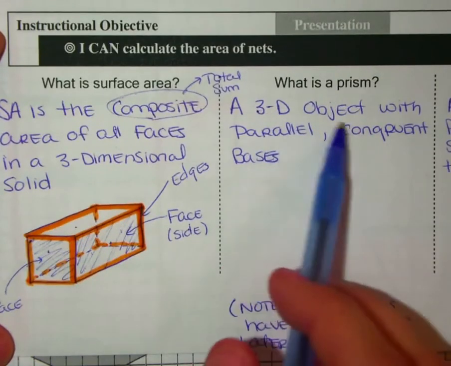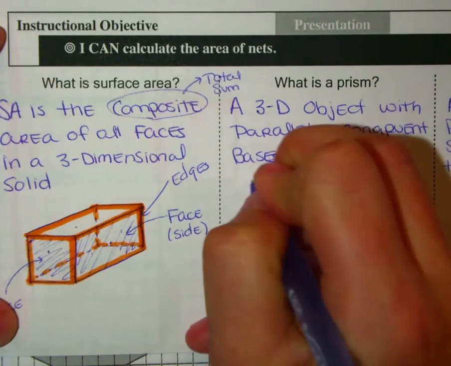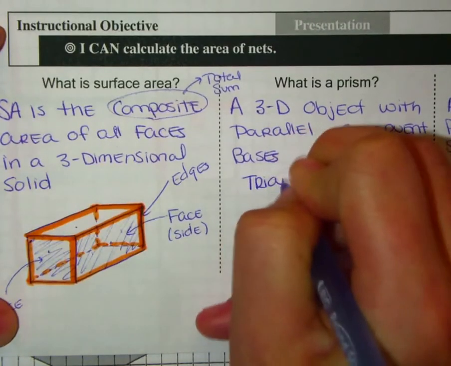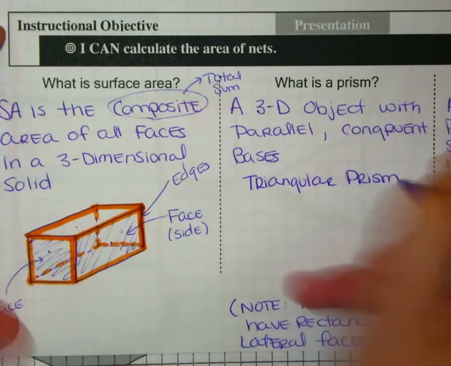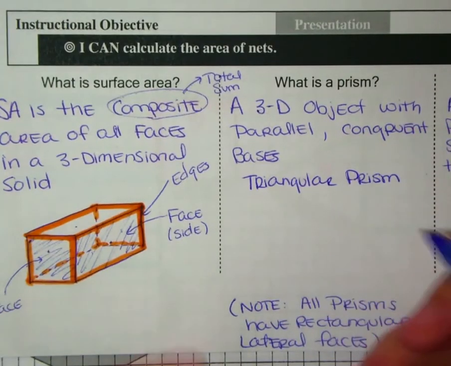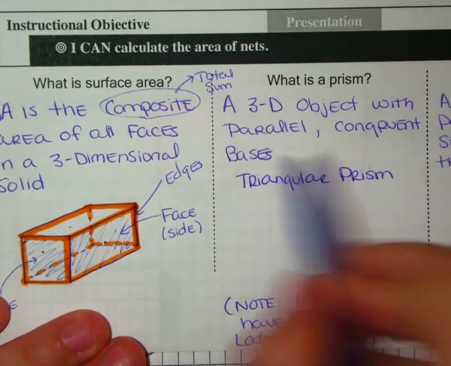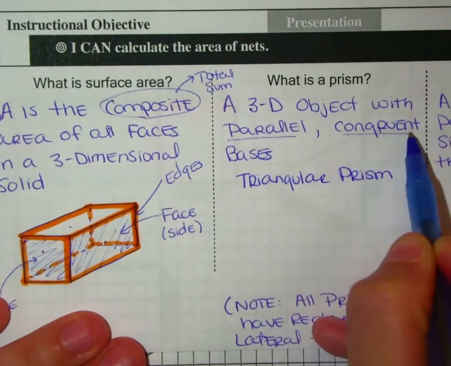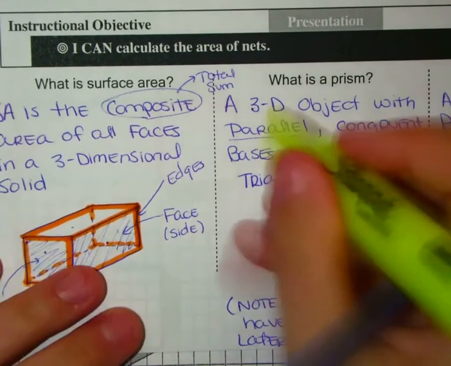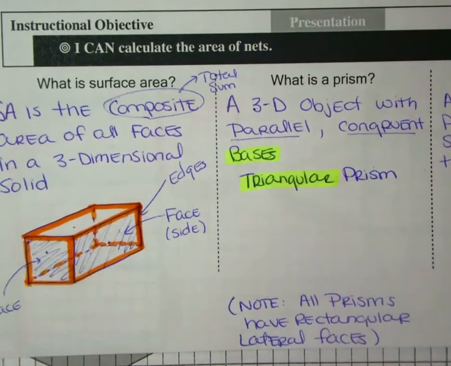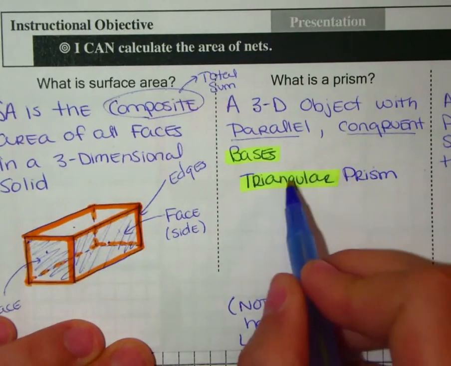Okay, now what is a prism? A prism is a 3D object with parallel congruent bases. Okay, so right now we're going to draw what's called a triangular prism, and I'm going to draw it with you so you can see how that relates to this definition. So it's a 3D object with parallel congruent bases. So the base is always going to be the first word. This is telling us that the base of this 3D solid is a triangle.